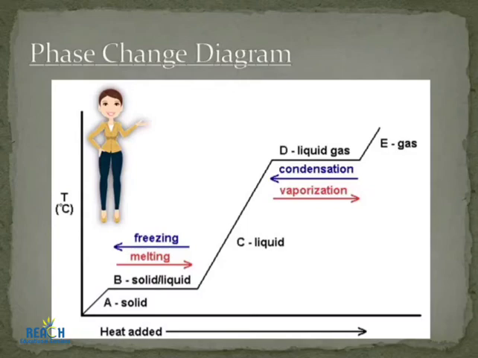Now, the term vaporization simply means a change of state to gas. The liquid vaporizes. And we've already discussed that vaporization can occur by boiling or by evaporation. The reverse is also true, where gases can condense to form liquids, and liquids will freeze to become solids if heat energy is removed.